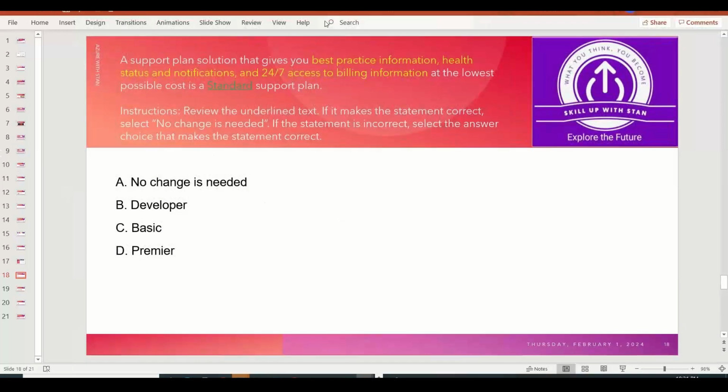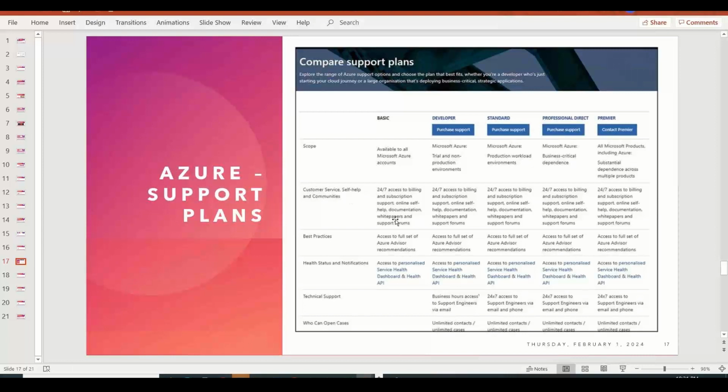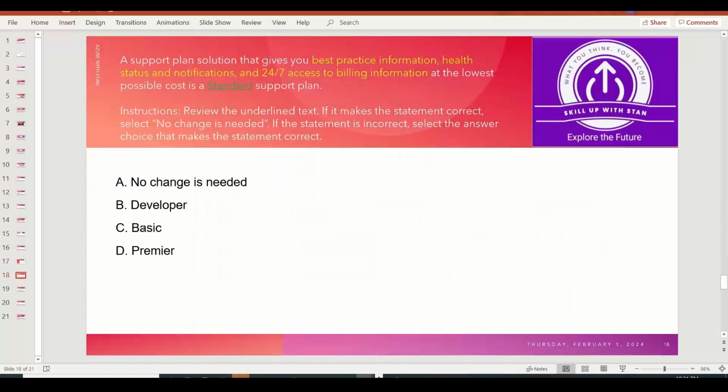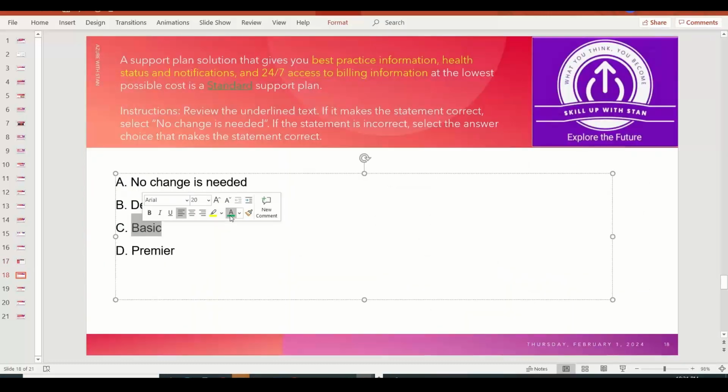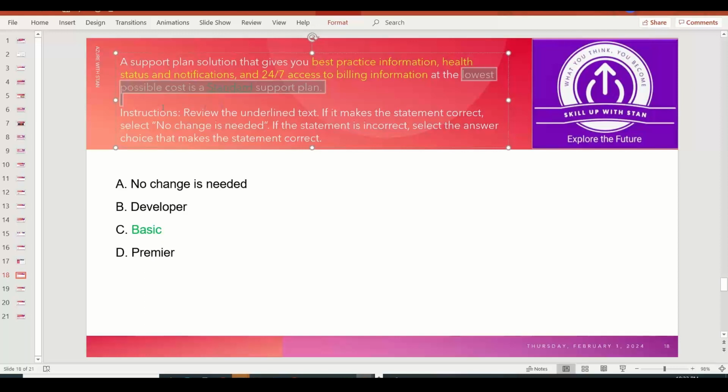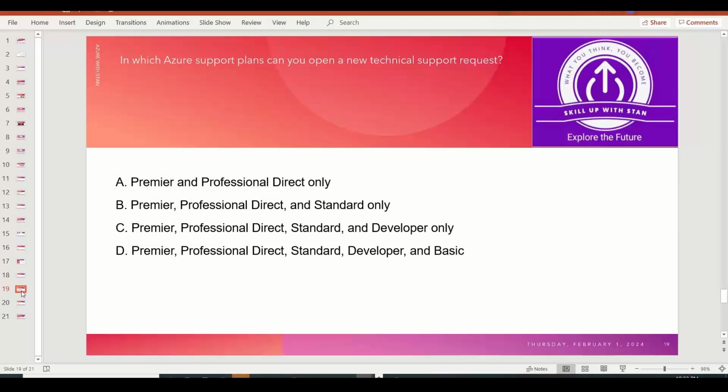If you look here, they are just asking how we get access to best practice information, health status, notification, 24/7. Even all these things you can get in the basic plan itself. You get 24/7 access to billing, subscription, documentation, help, white papers, and support forum. So I would go for basic. That is the right answer because that is the cheapest one. They are asking which plan is the lowest possible cost. So the lowest possible cost is the basic support plan. So you need to go for the basic option. The rest of them are chargeable, with a little higher charges.